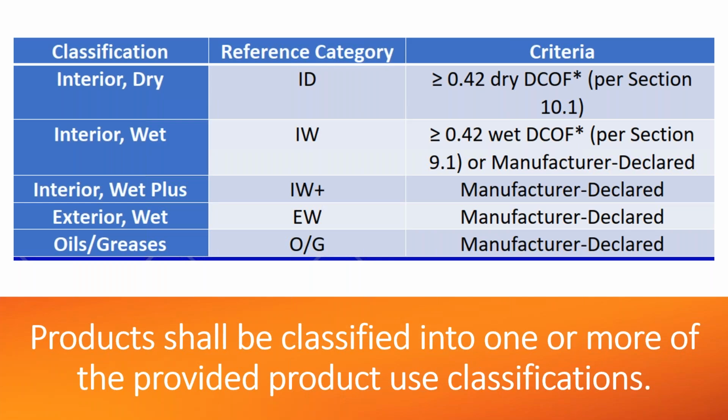And here's the criteria that's needed for us to determine which area of expertise it fits into. Interior dry has to have a 0.42 dry DCOF to be considered appropriate for that application. Interior wet has to be a 0.42 wet DCOF in order to be considered for that application. Or it could be manufacturer declared, meaning the manufacturer says this product will perform well in that particular situation. Now for the interior wet plus, the exterior wet, and the oils and greases, all of those need to be manufacturer declared. In other words, the manufacturer is going to tell you whether or not those products are appropriate for use in those particular situations.